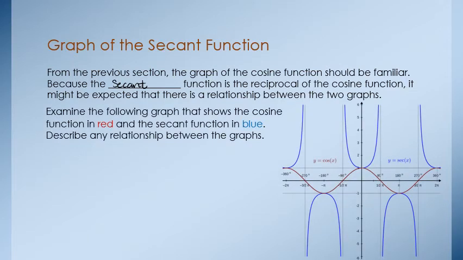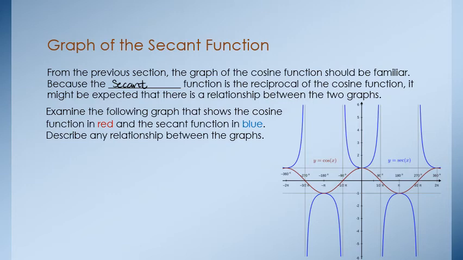Examine the following graph that shows the cosine function in red and the secant function in blue. Describe any relationship between the graphs. So again, pause the video and take a look. Alright, now that you've had a chance to take a look, I hope that you see that there are vertical asymptotes this time around as well.